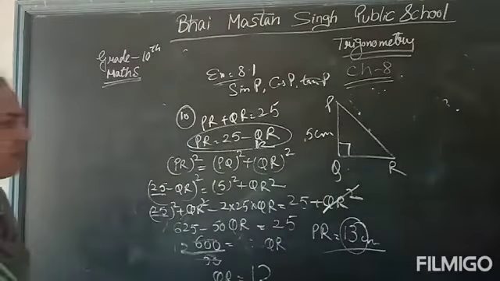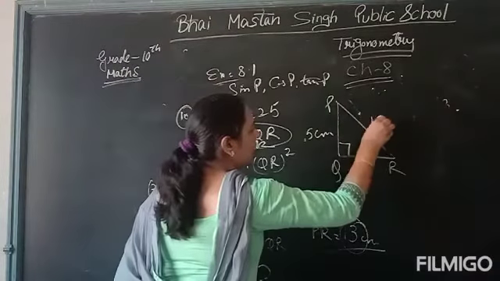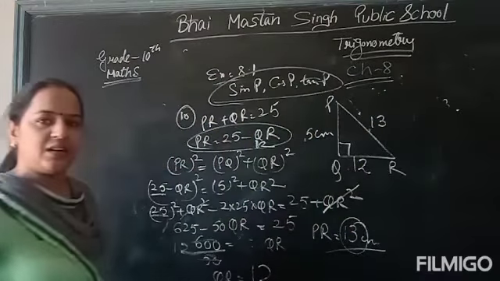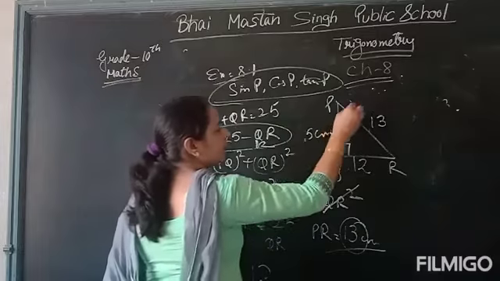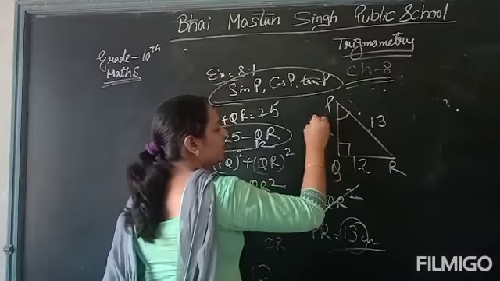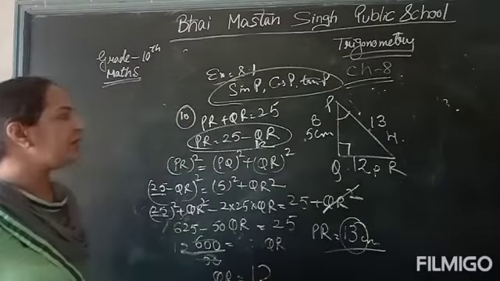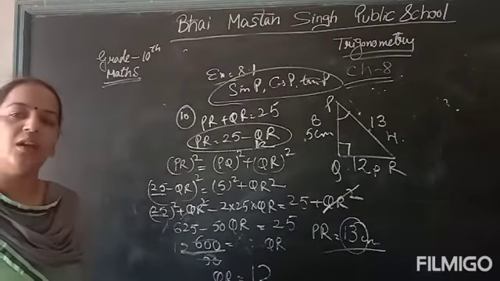Now I have PR equal to 13 and QR equal to 12. So they are talking about P angle, sin P. It means this one. This will be my base, perpendicular and hypotenuse. So I can easily find out sin P, cos P and tan P. You can do it easily.